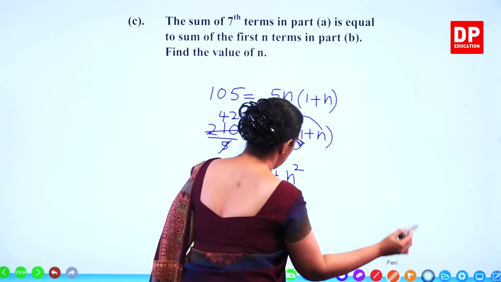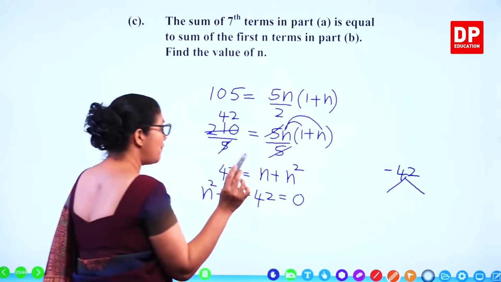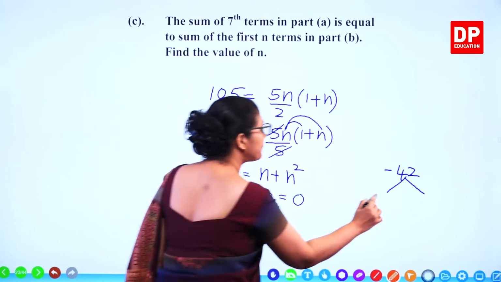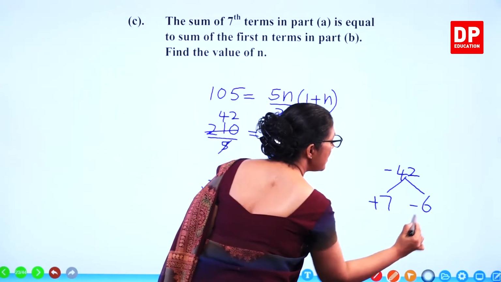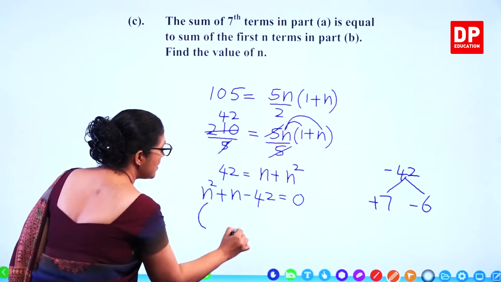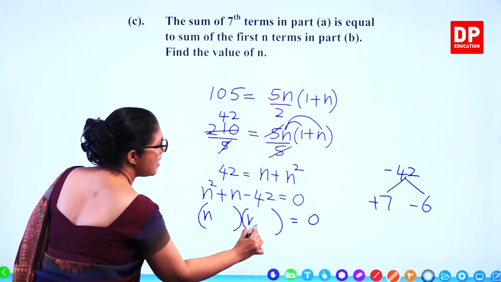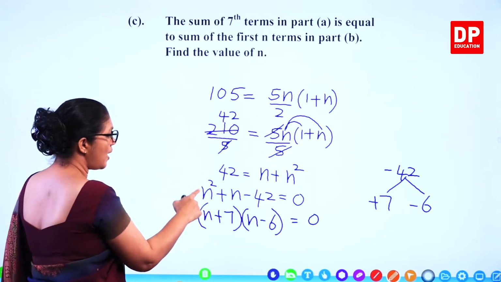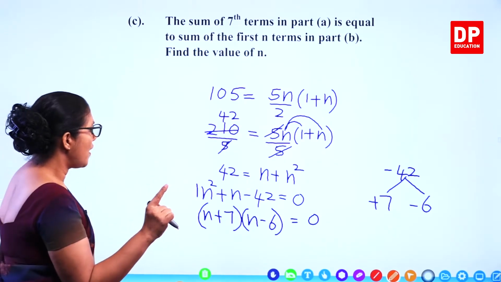What are the factors of minus 42? The difference is plus 1. 7 and 6. Middle term is plus, that means plus 7 and negative 6. So you can split this: n and n plus 7 and minus 6. I can do that because the coefficient is 1. Straight away I can write down the factors like that.